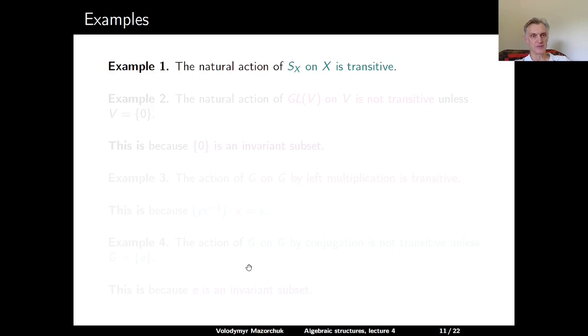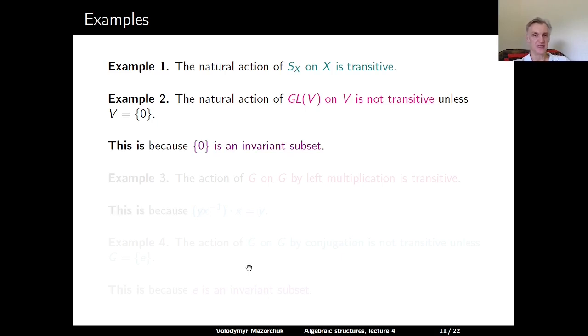Here are some examples. Example 1, this we already discussed. The natural action of the symmetric group S_X on X is transitive. Example 2, the natural action of GL(V) on V is not transitive unless V is equal to the zero vector space. And this is because we have already discussed that the zero subset is an invariant subset. It's a non-empty subset of V, and it is invariant under the action.